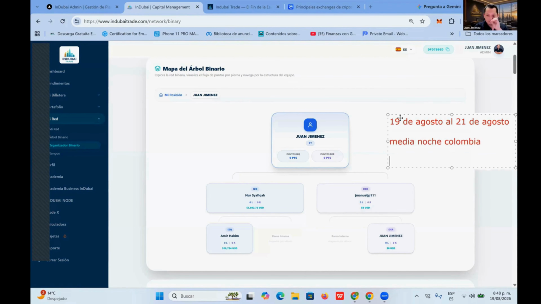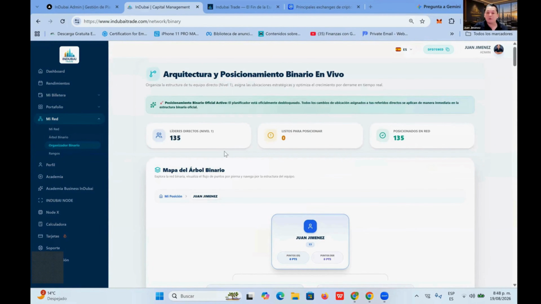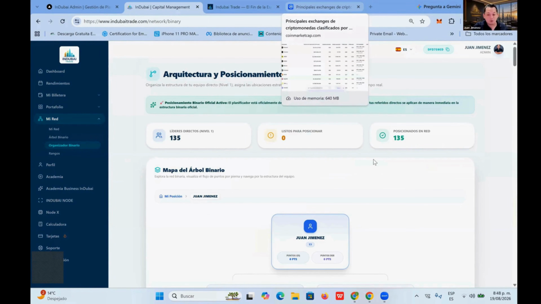Right? Midnight Colombia time. You have the time to position the people you already have. I mean, Friday at 12 midnight Colombia time. If you don't do it before then, there will be people who won't even be aware, right? The system will assign it by default, wherever it lands, wherever it falls, and whoever it reaches, okay? So it is very important that you do it.